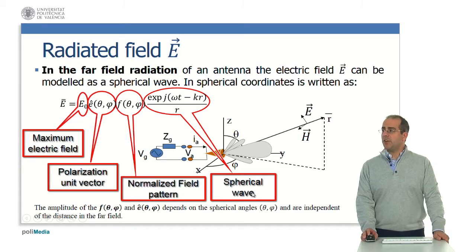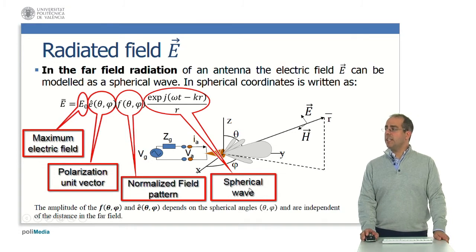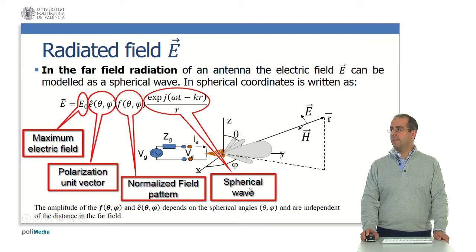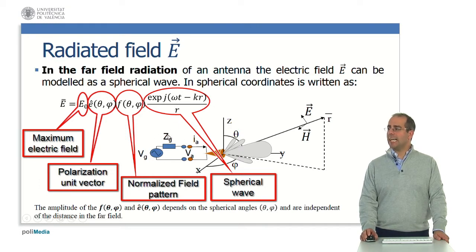In the far-field radiation of an antenna, the electric field can be modeled as a spherical wave. Here we have, for example, the definition of the electric field in terms of spherical coordinates. We have the electric field in terms of maximum electric field, polarization unit vector, normalized field pattern, and the spherical wave dependence. What we can see here is that the polarization unit vector and the normalized field pattern depend only on the spherical angles and are totally independent of the distance in the far field.